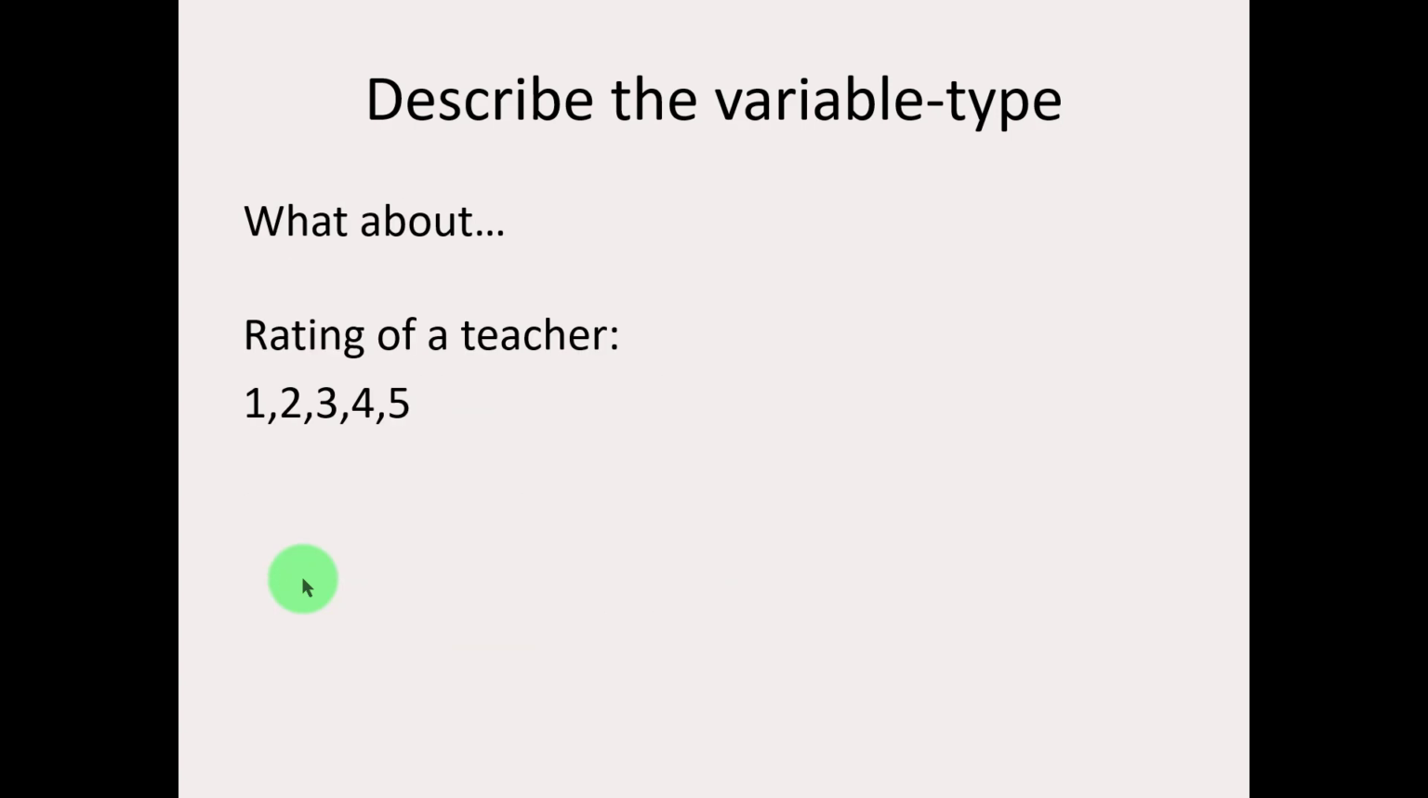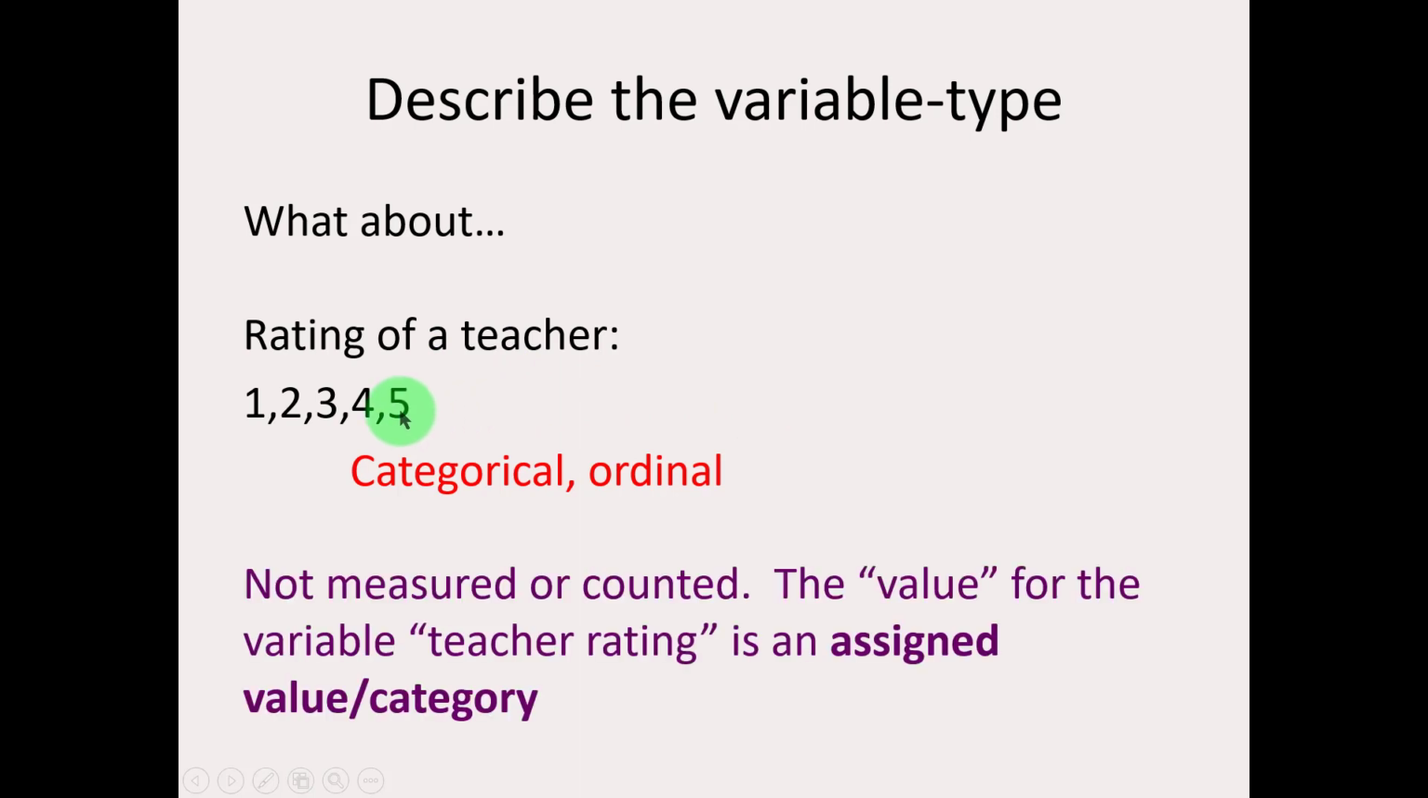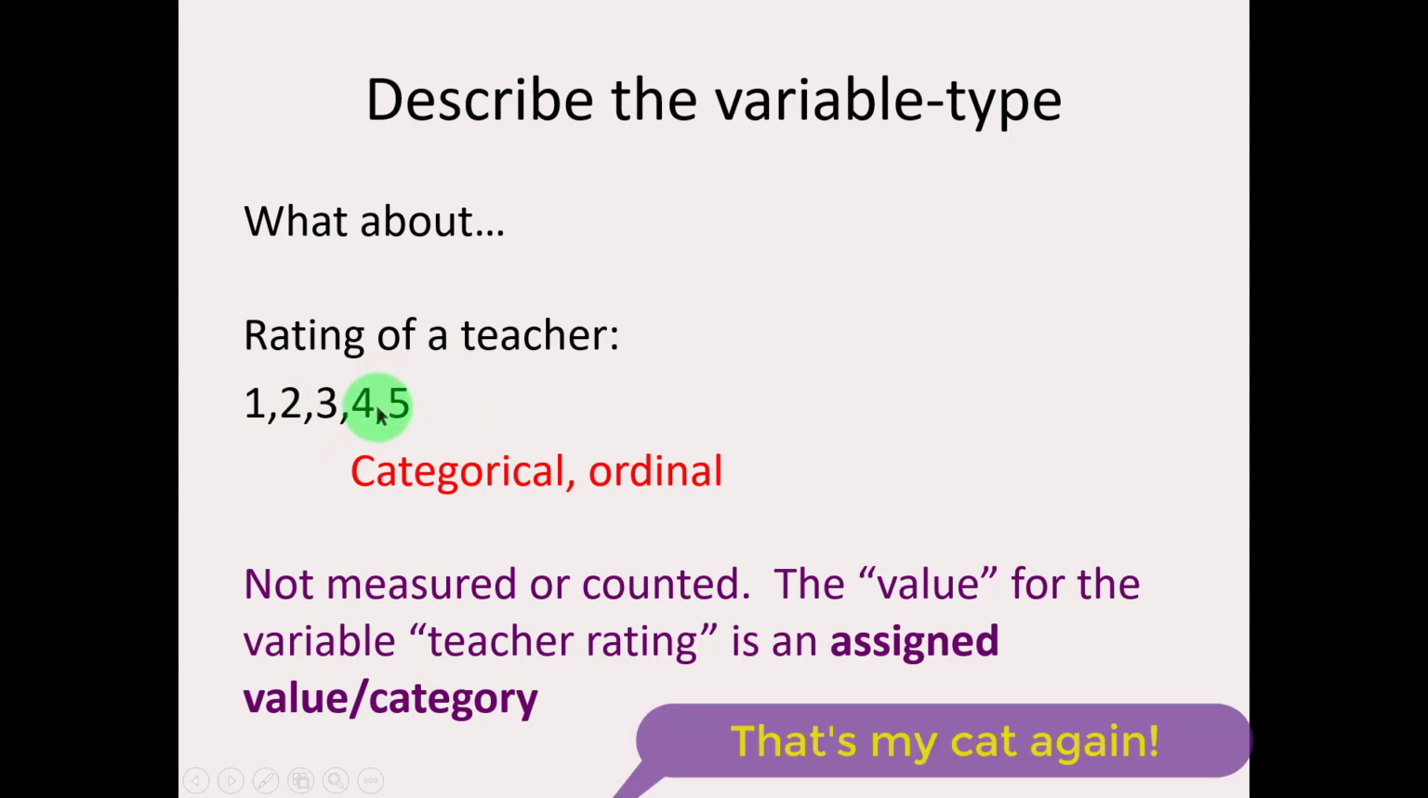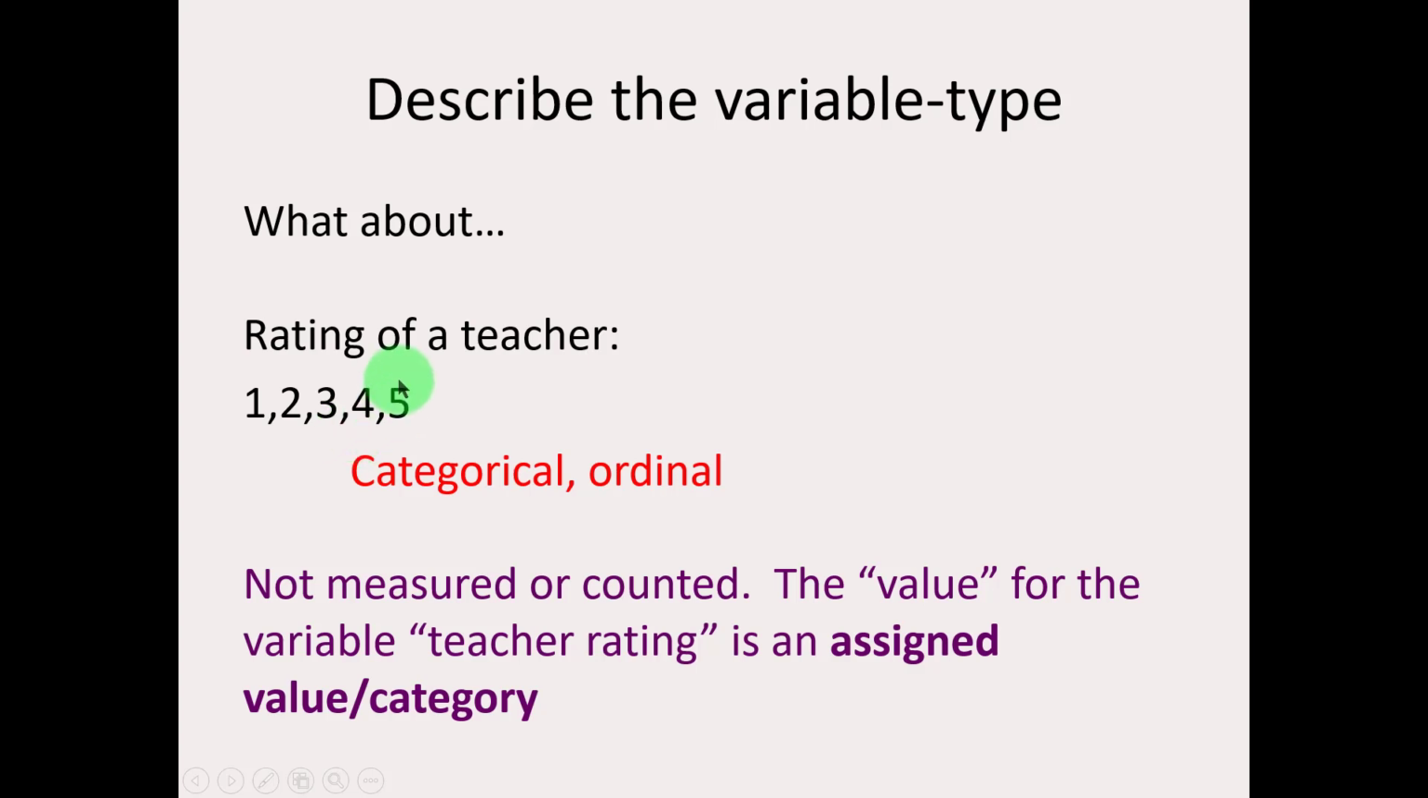What about this? What if we had teacher rating yet again, but instead of unacceptable, poor, fair, good, excellent, we have 1, 2, 3, 4, 5. Now this one's kind of tricky because you might see these numbers and think, oh, quantitative. But this is actually still categorical because these numbers are not necessarily measured and they are not necessarily counted. These are values, yes, but they are representing an idea, a category, and they were not measured or counted.